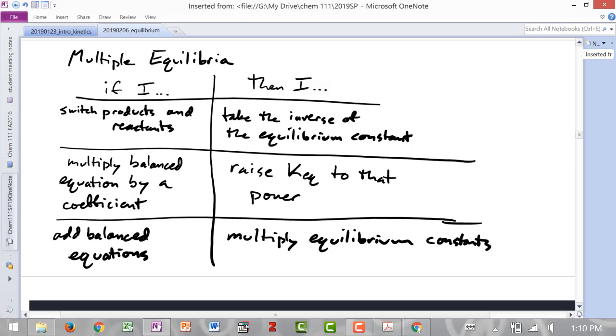Questions, thoughts? Multiple equilibria. Why does this matter? Other than the fact that it could be on the exam because the American Chemical Society said it's supposed to be. Why does it matter? How many equilibria do you think are happening in you right now? A bunch. Some ridiculously large number. I wonder if anyone's ever actually answered that. Let's find out.